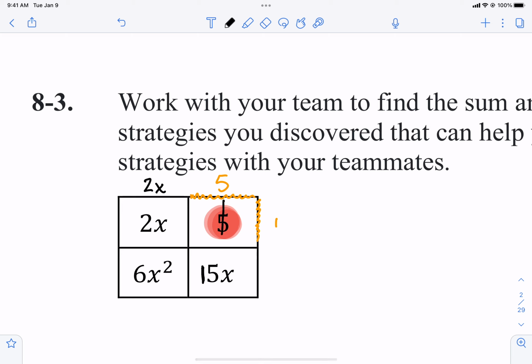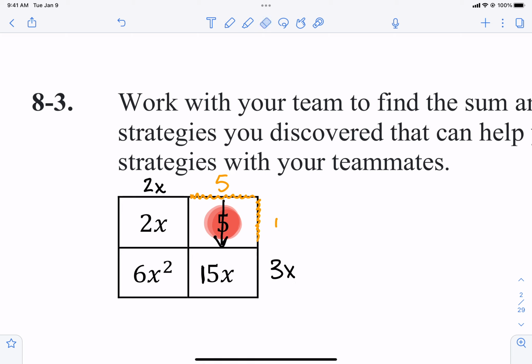Now, we want to keep going with that idea a little bit. So remember, 5 times what is going to be equal to 15x? Well, this one gets a little bit tougher, but hopefully you remember that 5 times 3x is going to be equal to 15x, because 5 times 3x equals this.